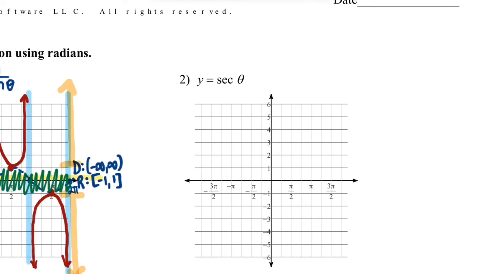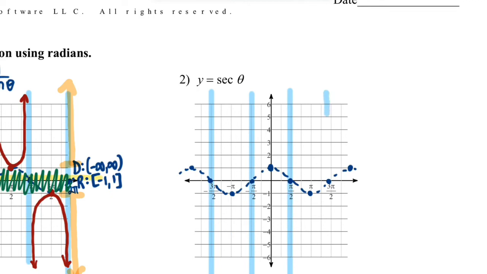The secant graph comes from your cosine curve. So cosine starts at the maximum, ends at the maximum. Halfway between it's at the minimum. And then halfway between the minimums and the maximums, we have our midlines. So here's our cosine curve. And everywhere our cosine curve crosses through the midline, we've got asymptotes.